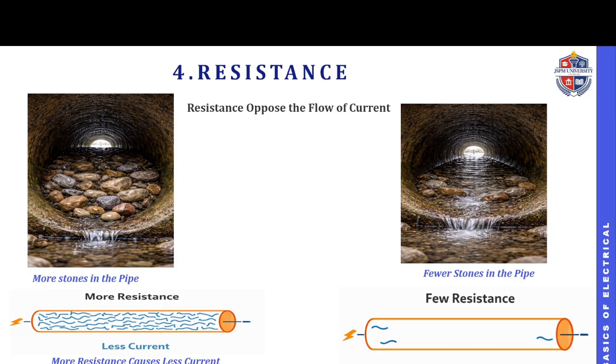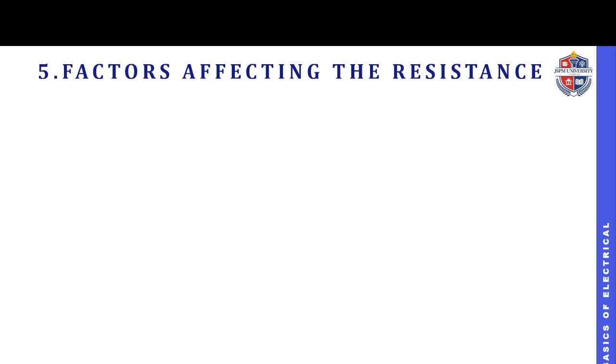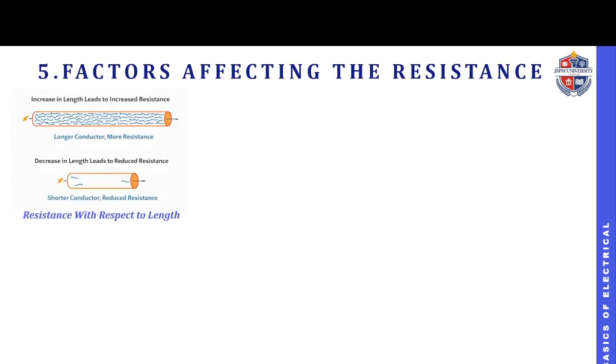When we analyze resistance, there are four parameters that control it. Let us see them one by one. First, when the length of the conductor increases, the resistance value will increase. When the length of the conductor reduces, resistance will be reduced. From this we can conclude that resistance is directly proportional to the length of the conductor.